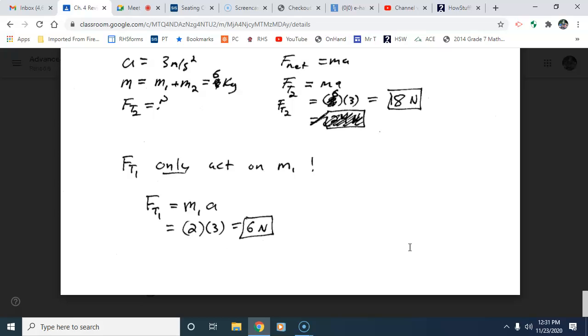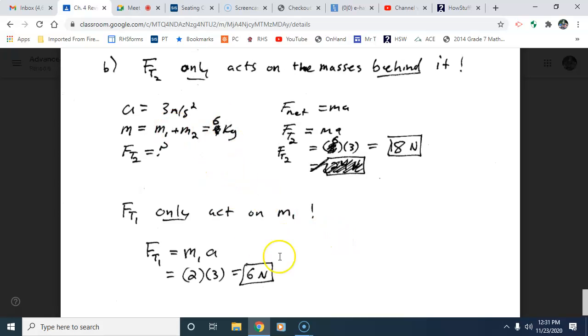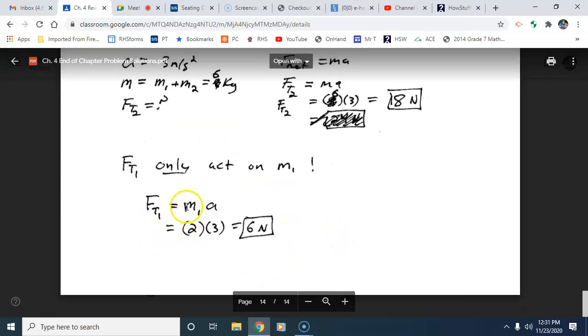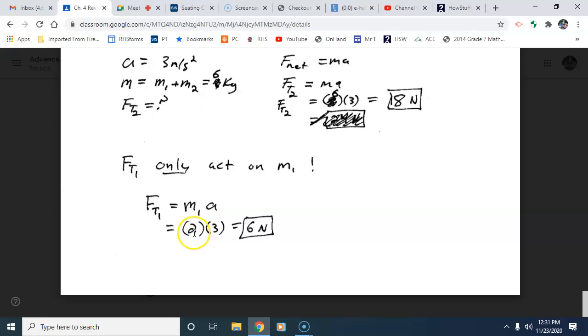And then finally, tension 1 is the one that connects the back two blocks, but the only block that's behind it is mass 1. It's still accelerating at 3 meters per second squared. And since it's only pulling on block 1, we take just block 1's mass, which is 2 kilograms, times 3, and we get 6 newtons.